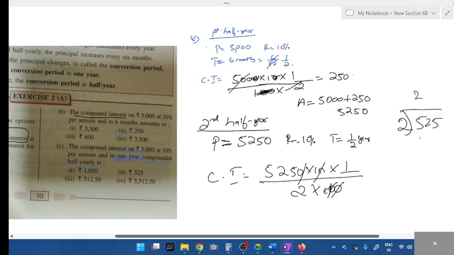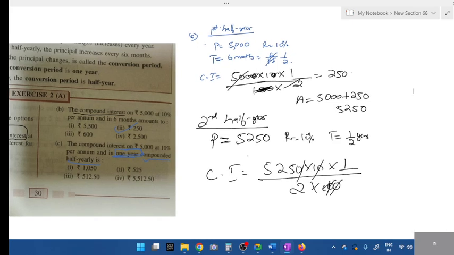Okay, 2 2s are 4, carry 1. 2 6s are 12, bring down 5. 2 2s are 4, bring down 1. Keep a point and add 0. 262 point what? 5. Yes, let me write 262.5.